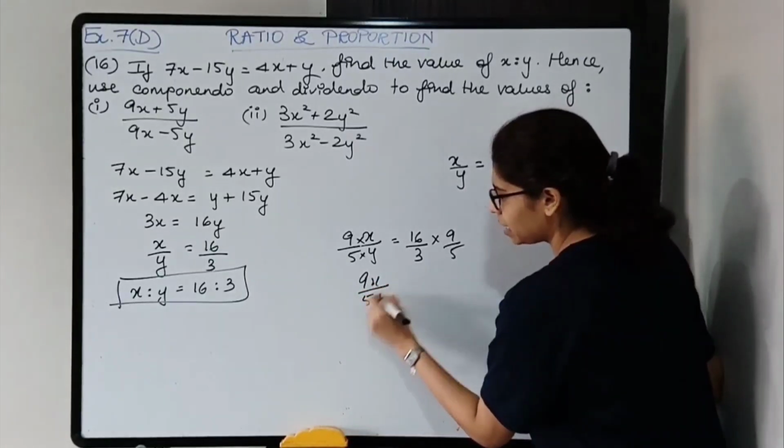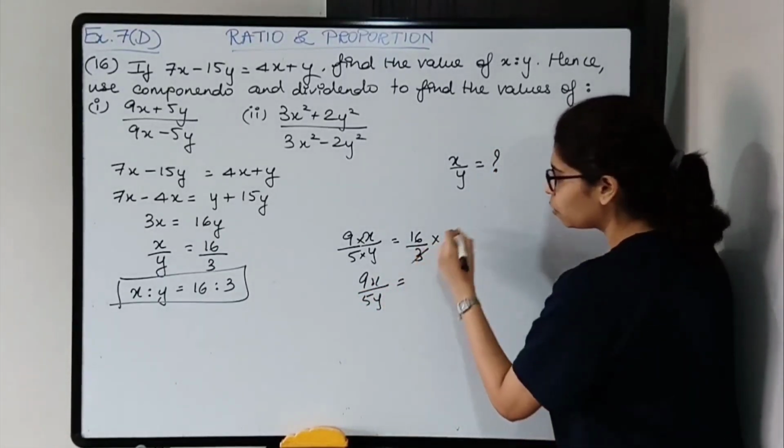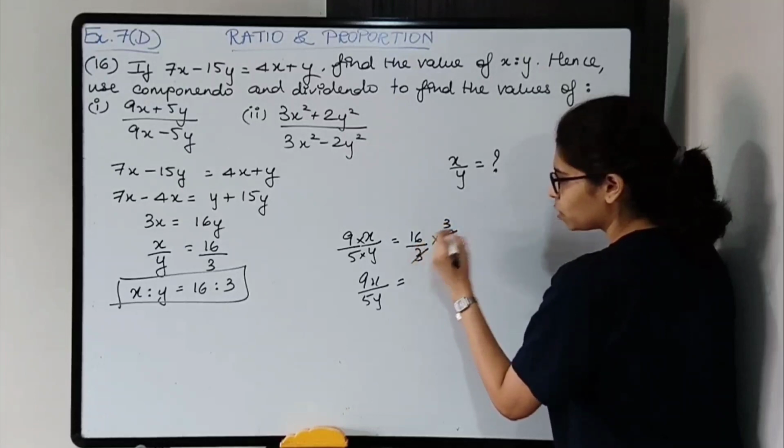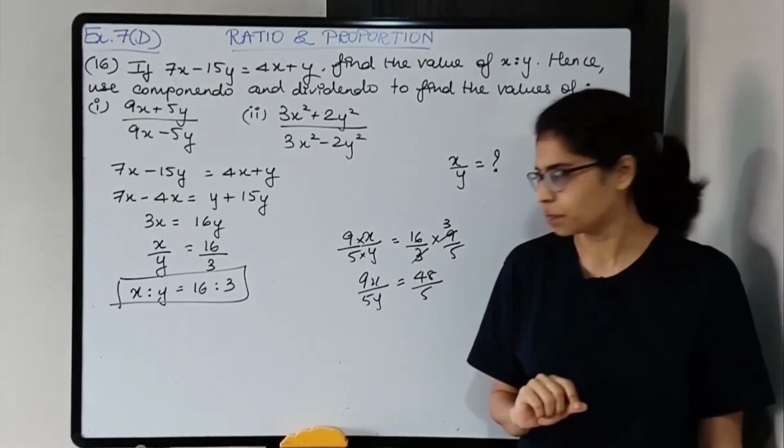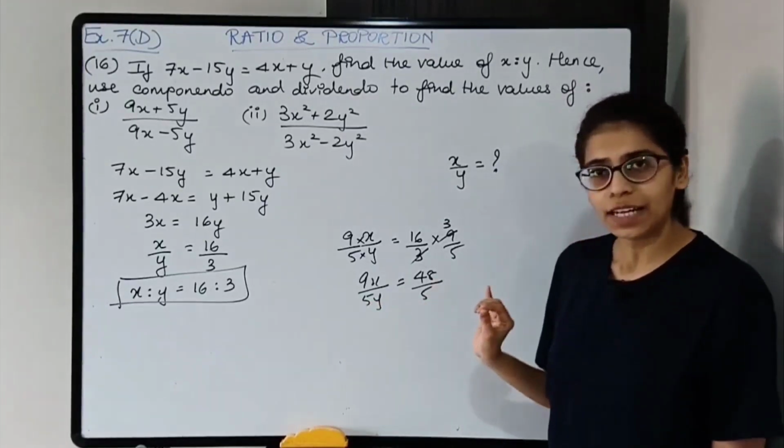Okay, so what we will get? 9x upon 5y is equal to 16 into 9 upon 3. Here you can cancel out actually. So 3 16s are 48 upon 5. This is what we'll get.